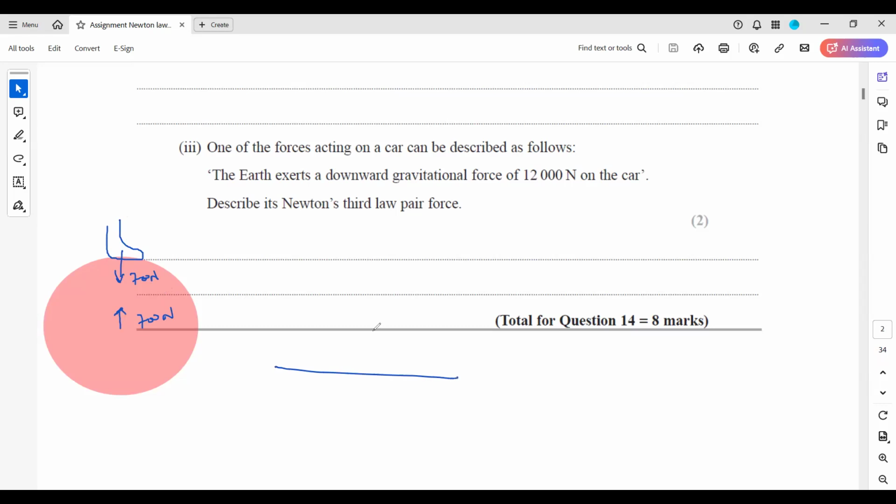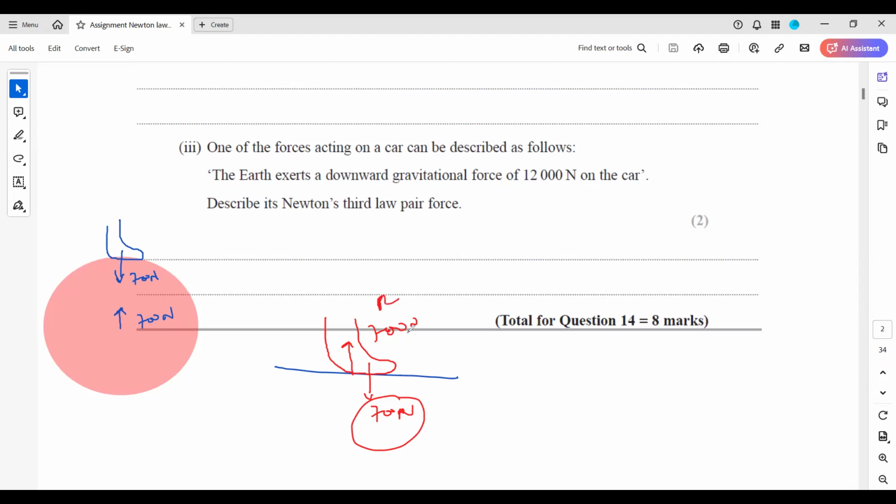What about the contact force when we are standing? There is a downward force of 700 Newton because of our weight. What is the contact force here? The contact force will be 700 Newton. But we don't say that the pair force of the weight is the normal contact force. That's wrong. We say the downward force on the surface and the normal contact force are the pair forces.